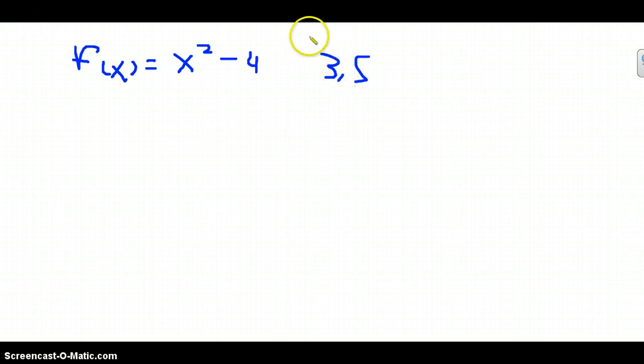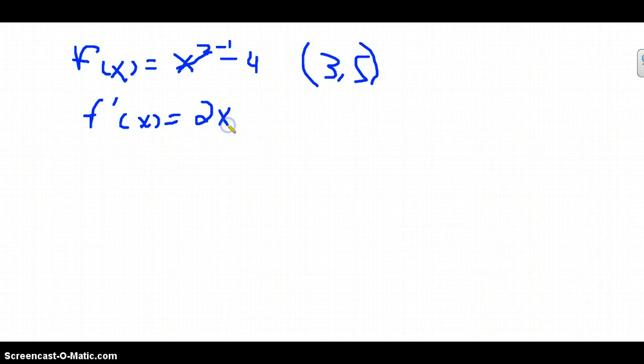Let's say I have f of x equals x squared minus 4 at the point 3, 5. Okay, this is relatively easier than the last one. We know the derivative of x squared is 2x, because I dragged that 2 down, and then minus 1, so it's just 2x. So f prime of x is equal to 2x, because I don't need this 4, there's nothing attached to it.